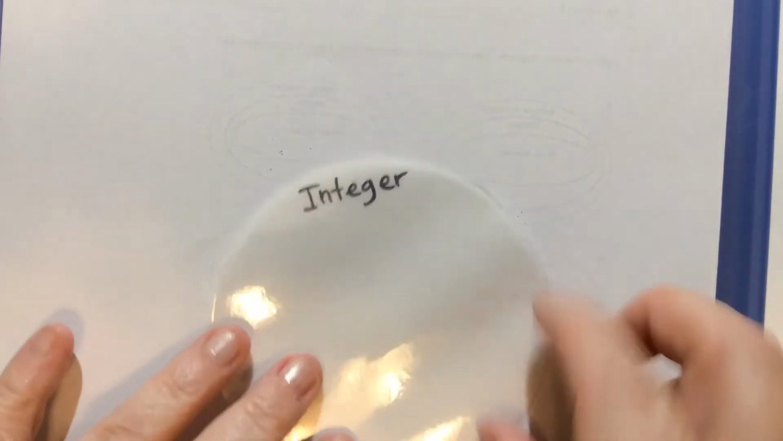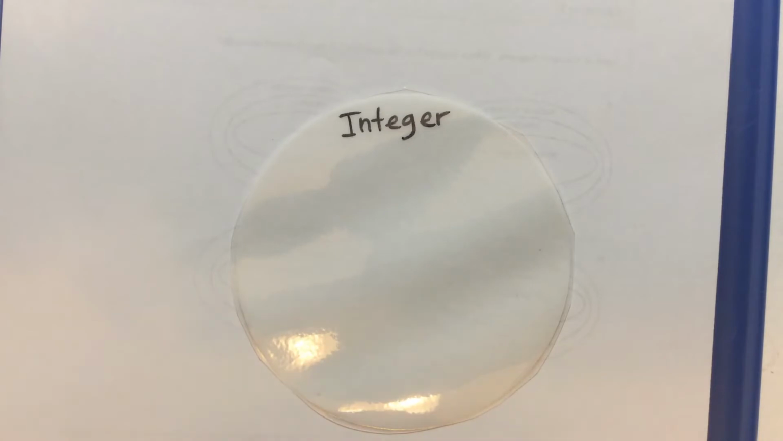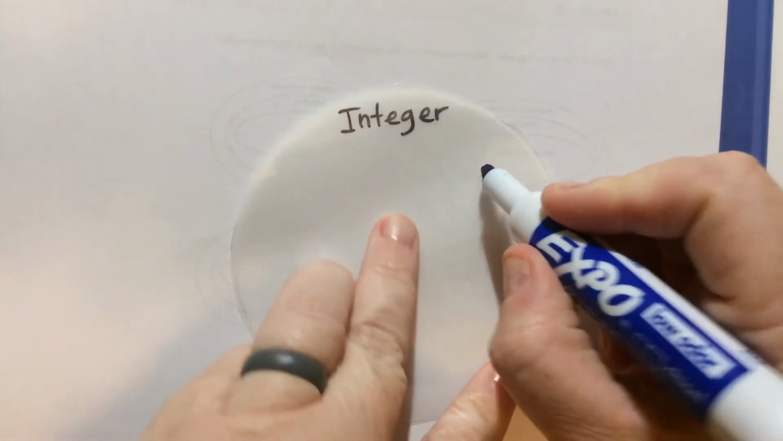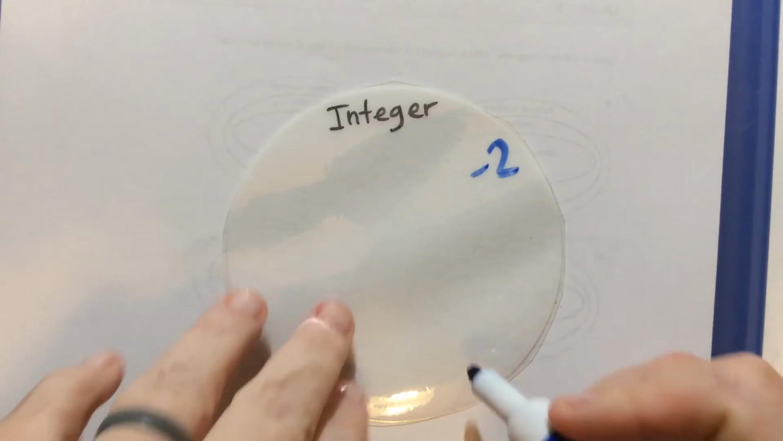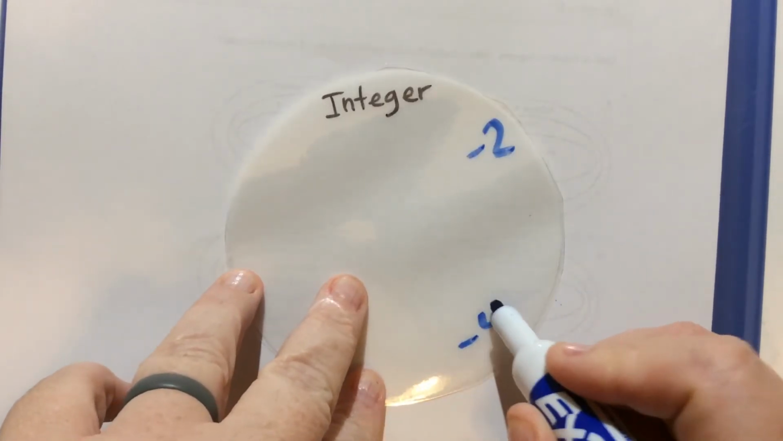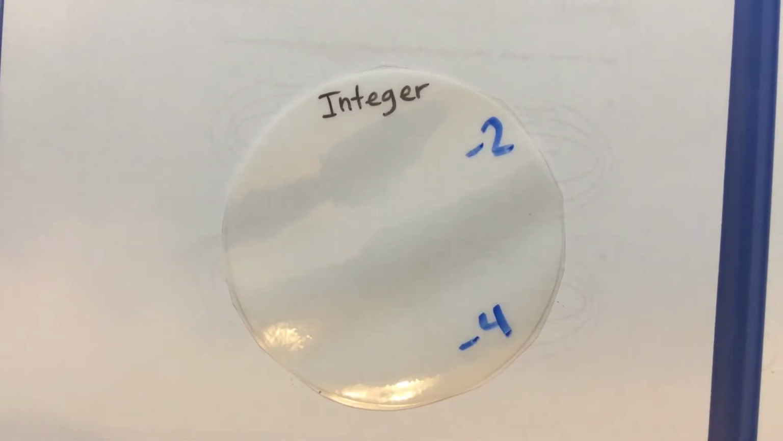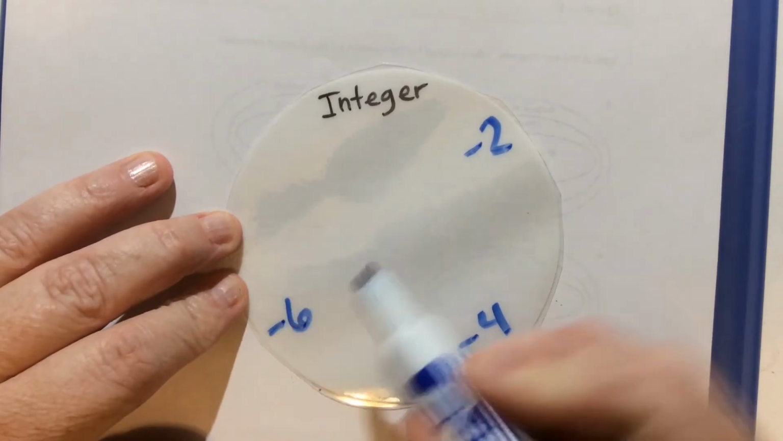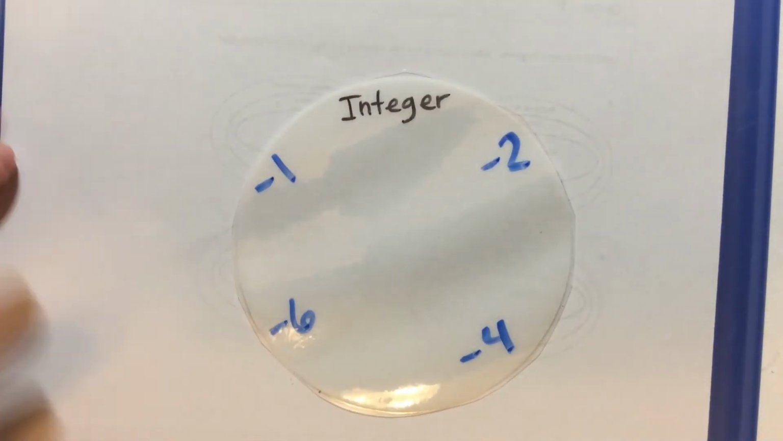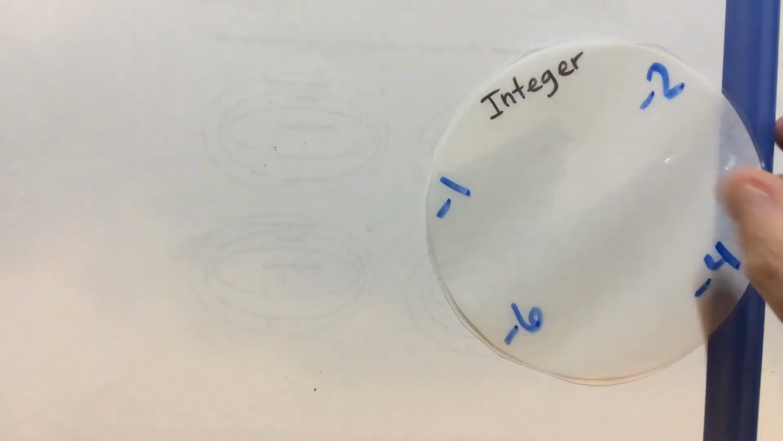I want you now, let's think of a number that is an integer but not a whole number, okay? It is an integer but not a whole number. I would say, I'm going to write it on the edge here. -2 is an integer but not a whole number. -4. Now, 7 is an integer, but it's also a whole number. So right now, I just want the ones that are integers but not whole numbers, okay? We could say -6 and -1, okay? Now, we're going to move this out of the way.